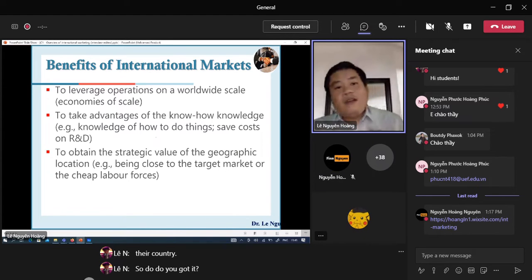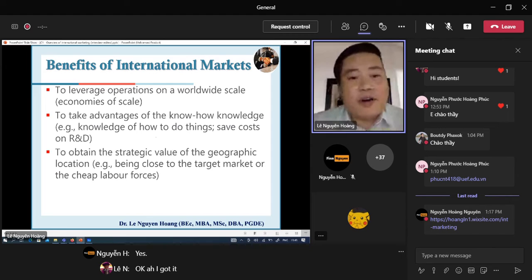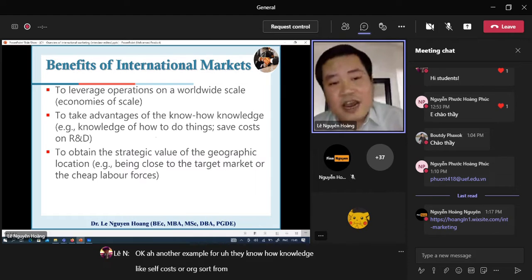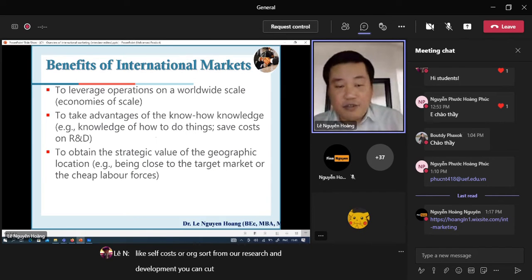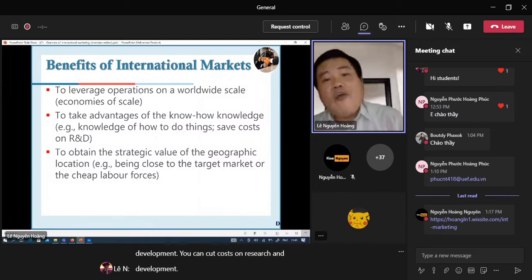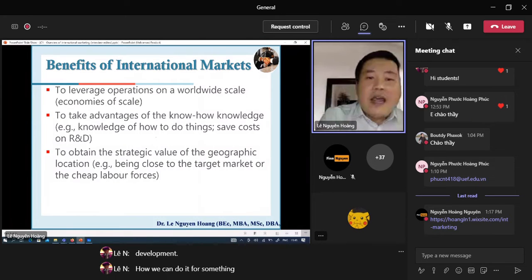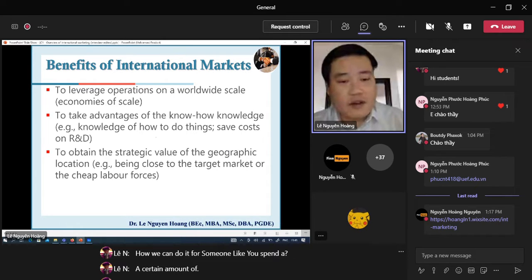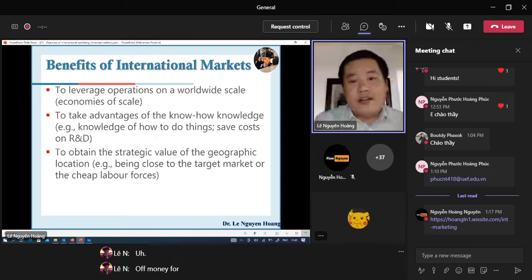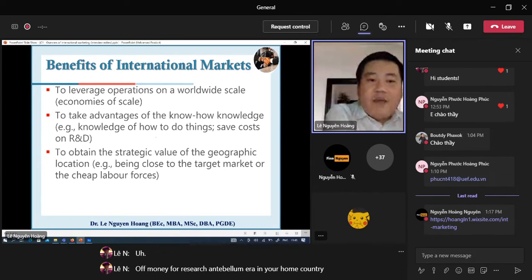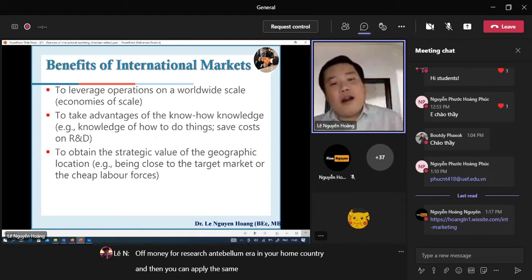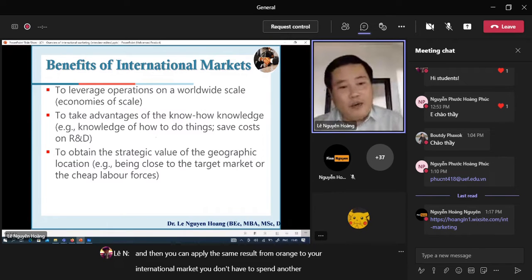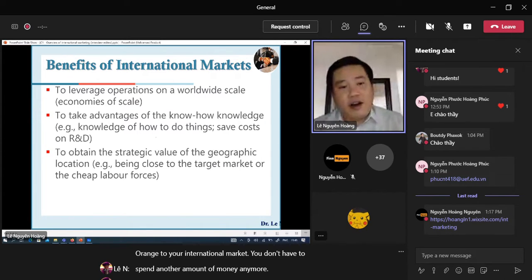Okay. Another example of know-how knowledge is cutting costs on R&D. R&D is a short form of research and development. You can cut costs on research and development. How can we do it? For example, you spend a certain amount of money on research and development in your home country, and then you can apply the same result from R&D to your international market. You don't have to spend another amount of money anymore. So you can cut costs on R&D.